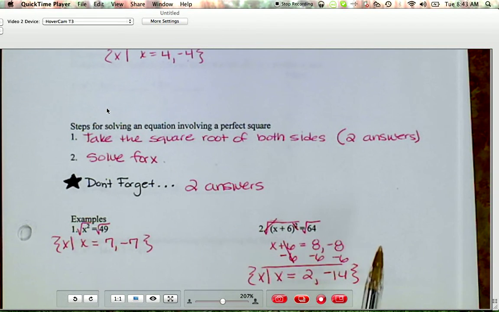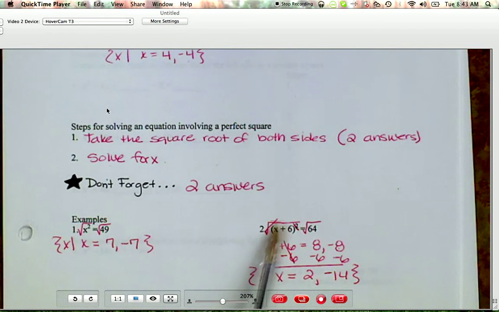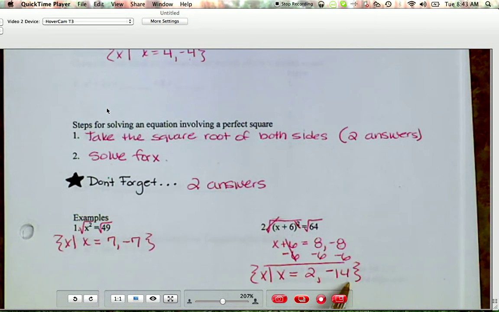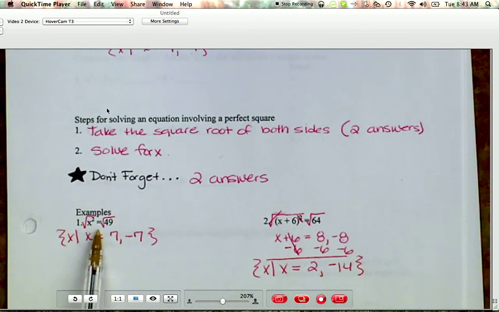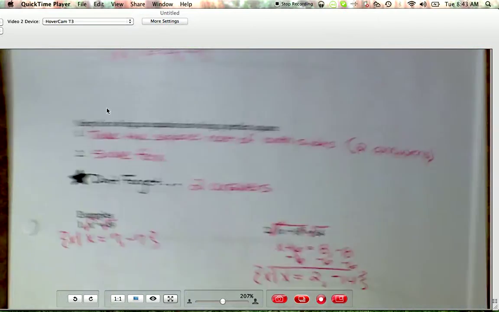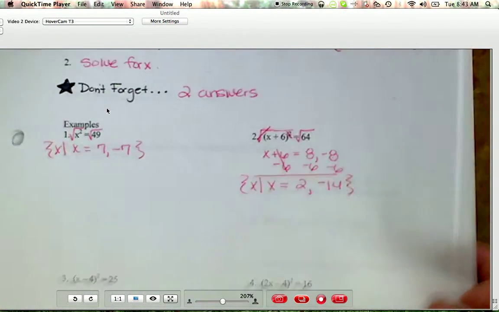So usually when you're dealing with a perfect square like this, you're going to get 2 answers, but they're going to be very different. The only time they will come out to be the same is if it's just an x squared with nothing inside the parentheses. So be careful with that. You will get different answers each time. They won't be the same.